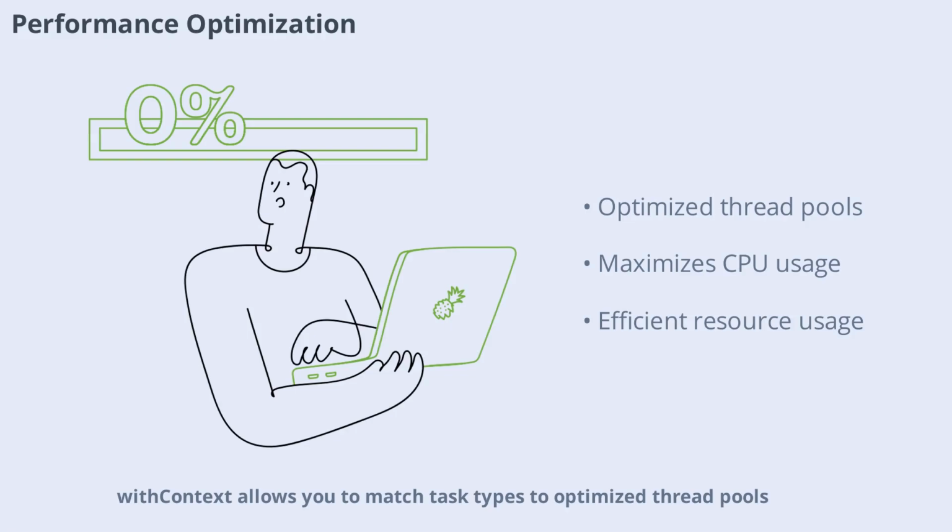withContext allows you to match task types to optimize thread pools, maximizing CPU and thread utilization. For example, heavy computation tasks can be run on Dispatchers.Default, which uses optimal CPU cores. This approach prevents overloading any single thread and ensures efficient resource usage, leading to faster and more reliable applications.